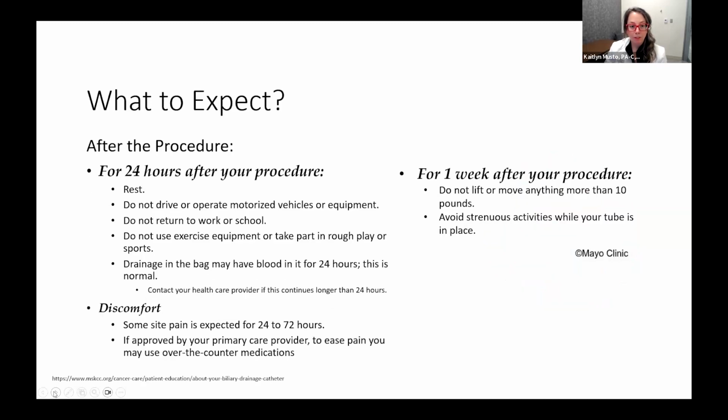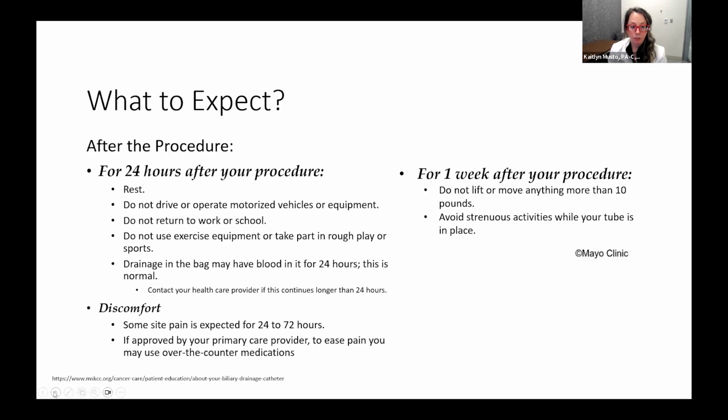So after the procedure, it's recommended that you rest, not drive or do any kind of really strenuous activity. For the day of the procedure, you probably wouldn't want to return to work or school. Again, when you get sedation, you can be a little bit groggy for the rest of the day. And it wouldn't be uncommon for the drainage in the bag to have some blood in it for maybe about 24 hours or so. This is normal, but shouldn't be persistent.